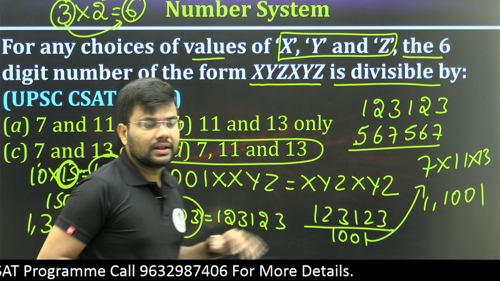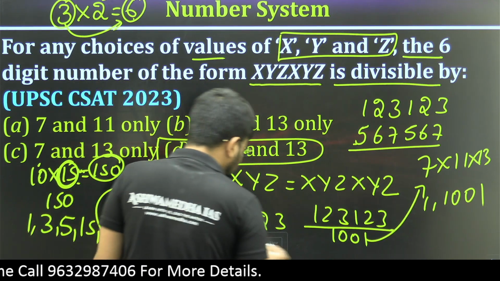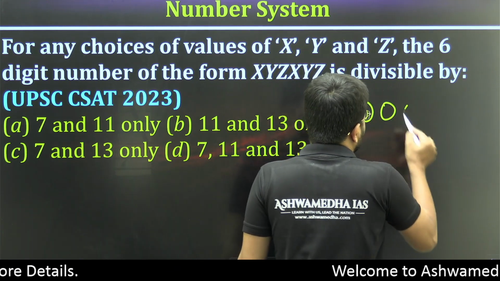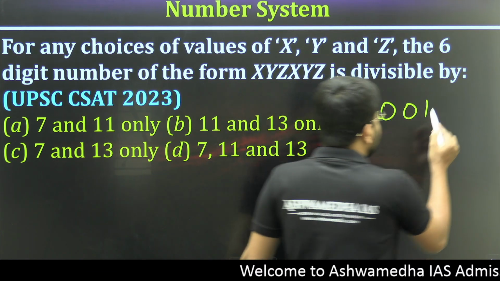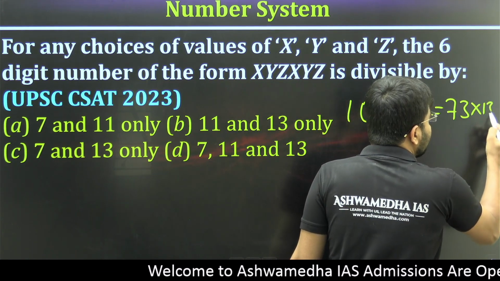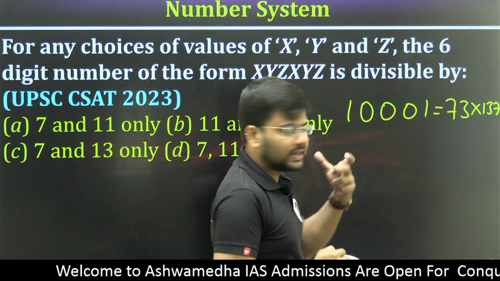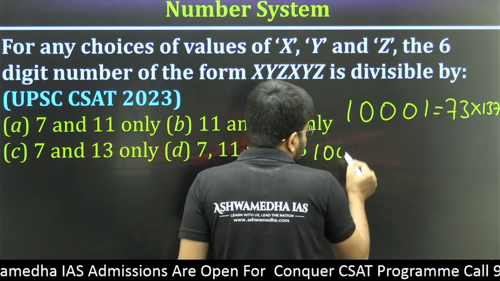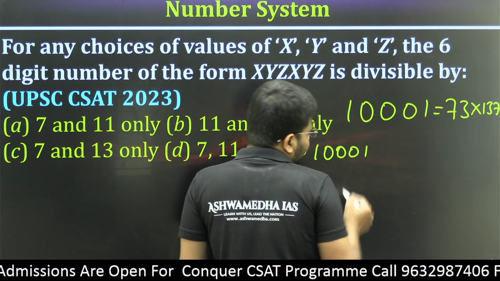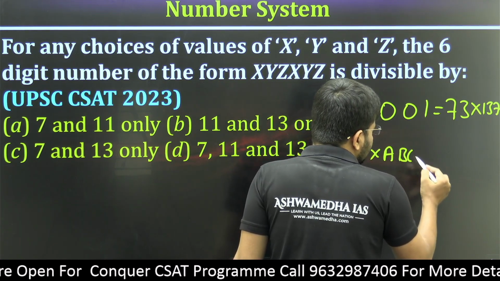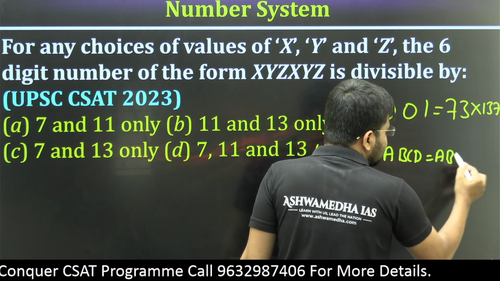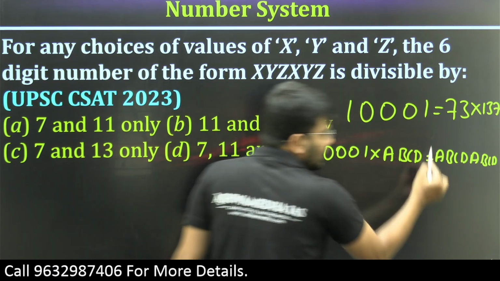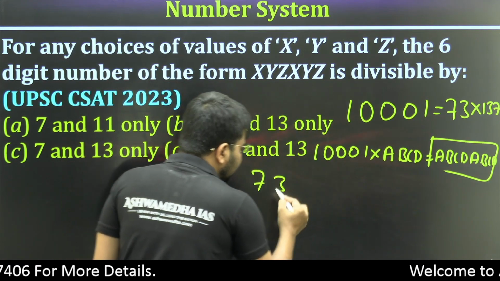7, 11 and 13. In the upcoming questions, what they might ask is 10,001. What is the product of 10,001? 73 into 137. Now look here, the question will be asked like this. I am just giving you the theme. Please analyze this theme. 10,001, how many digits? 5 digits, into a number of the form ABCD will give you ABCDABCD. Then this number would be divisible by which number? ABCDABCD will be divisible by 73 and 137.